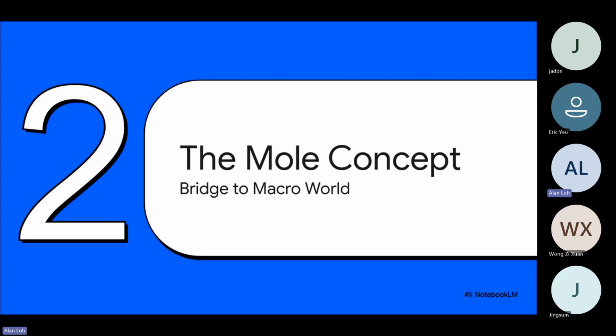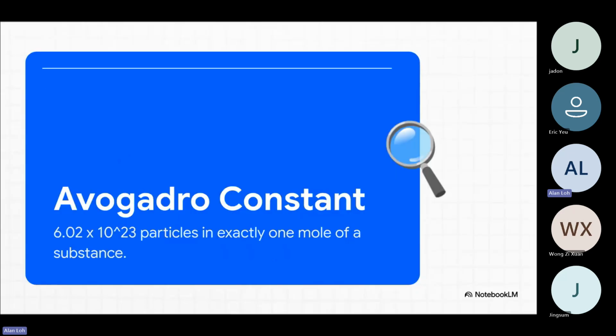Section 2, the mole concept. But here's the catch. Relative mass is still just a ratio. It doesn't actually have units. It doesn't tell us how many grams to scoop out in a lab. So, to cross that bridge into our tangible macro world, we need this absolutely mind boggling number, the Avogadro constant: 6.02 times 10 to the power of 23. That is 602 hexillion particles.